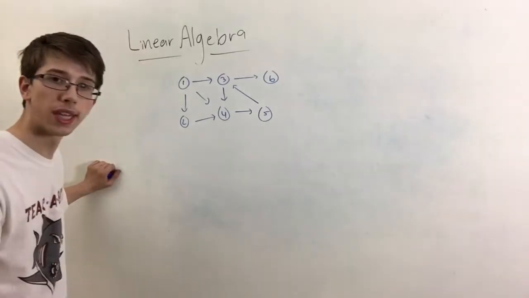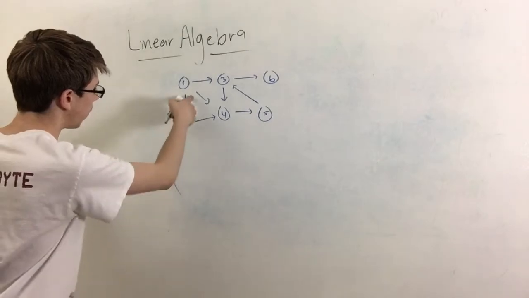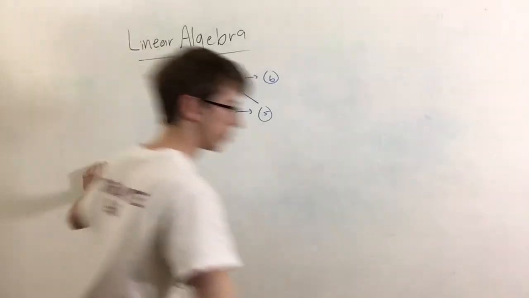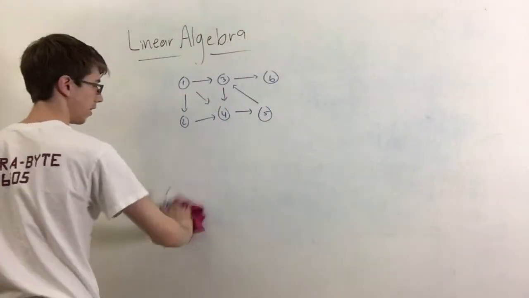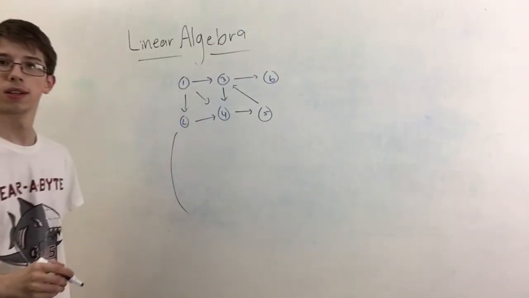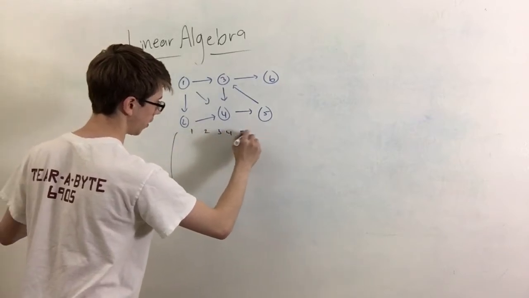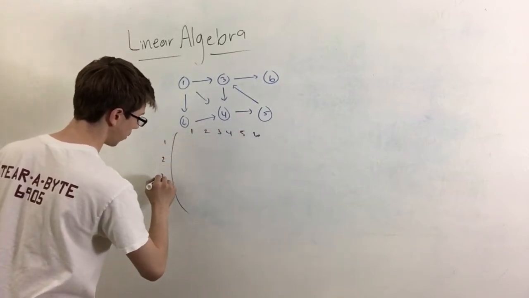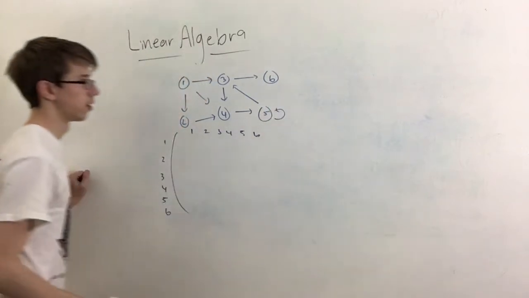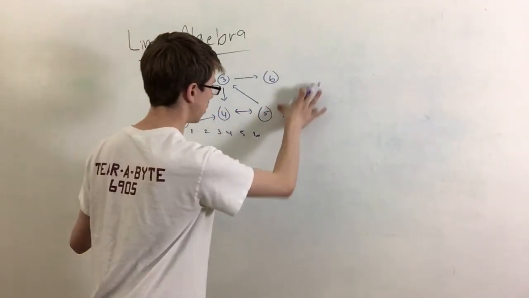So what we'll do to set up the matrix is, 1 goes to 2, 3, and 4. So we set up a square matrix, alright? And then we say that this is 1, 2, 3, 4, 5, 6, and this is 1, 2, 3, 4, 5, 6, right?